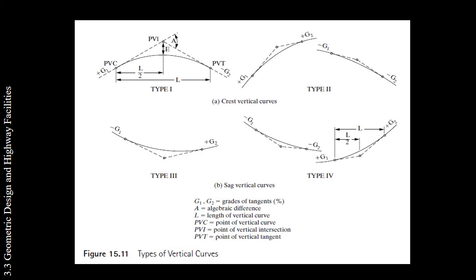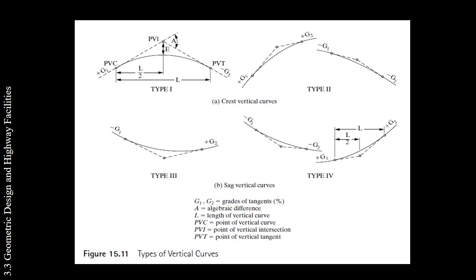The different letters presented in the different types of vertical curves are given below. G for grades of tangents, A for algebraic difference, L for length of vertical curves, PVC for point of vertical curve, PVI for point of vertical intersection, PVT for point of vertical tangent.